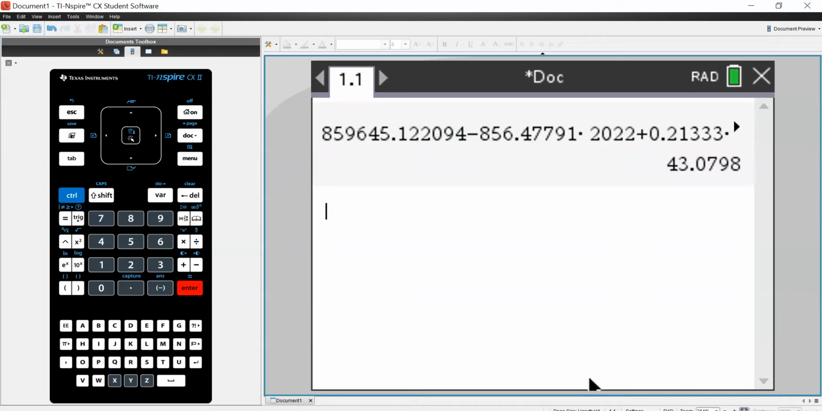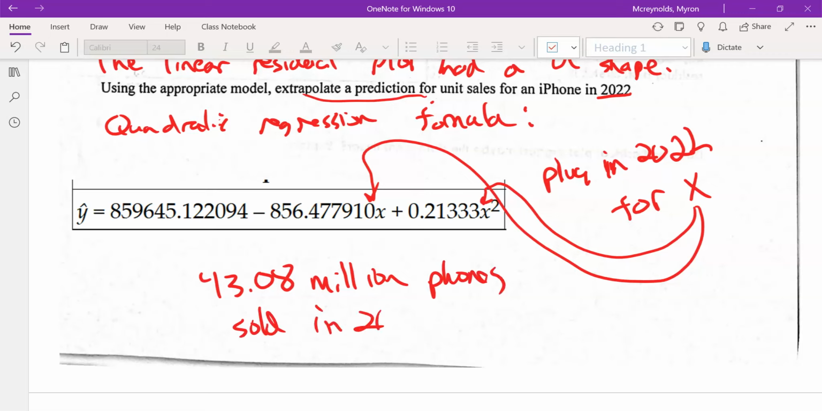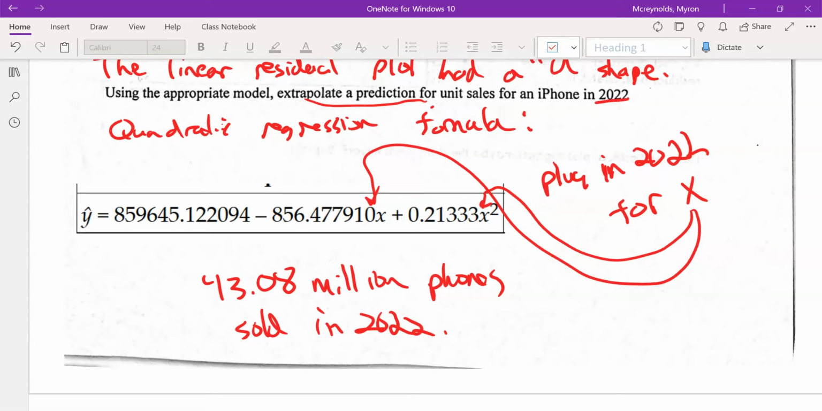I end up with 43.08 million. So 43.08 million phones sold in 2022. And that's how you would make a prediction, an extrapolation with a quadratic equation. A little more complex than linear, but still not bad, right? You're just plugging in X and finding your value for the number of phones sold. All right, so that is the last topic in chapter 7.